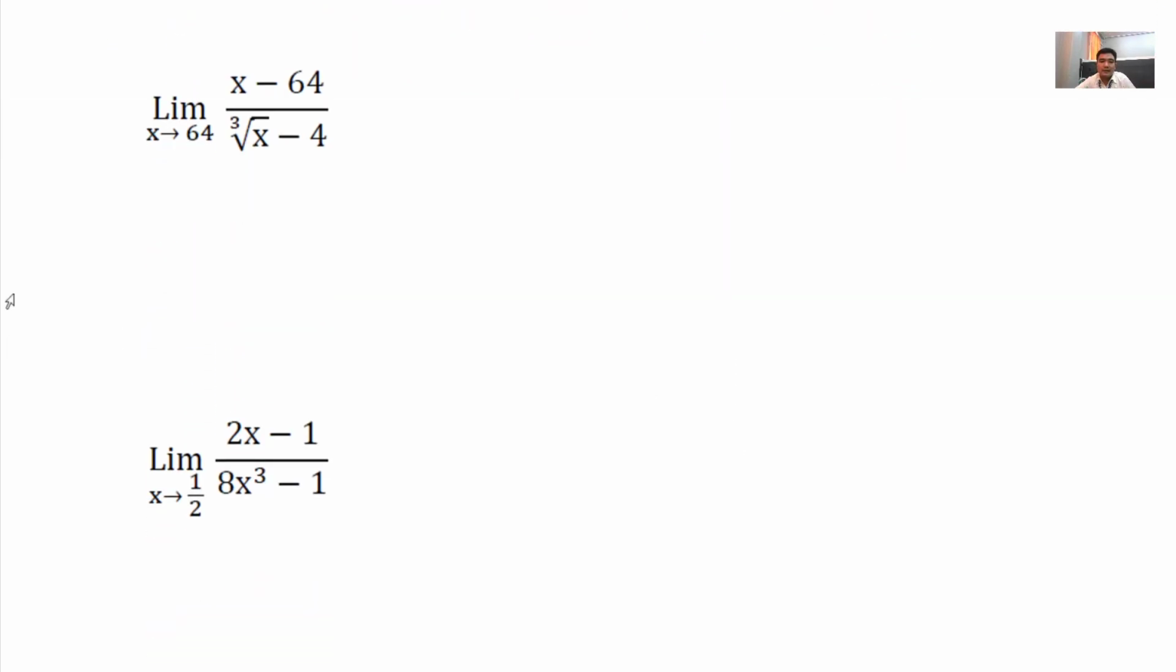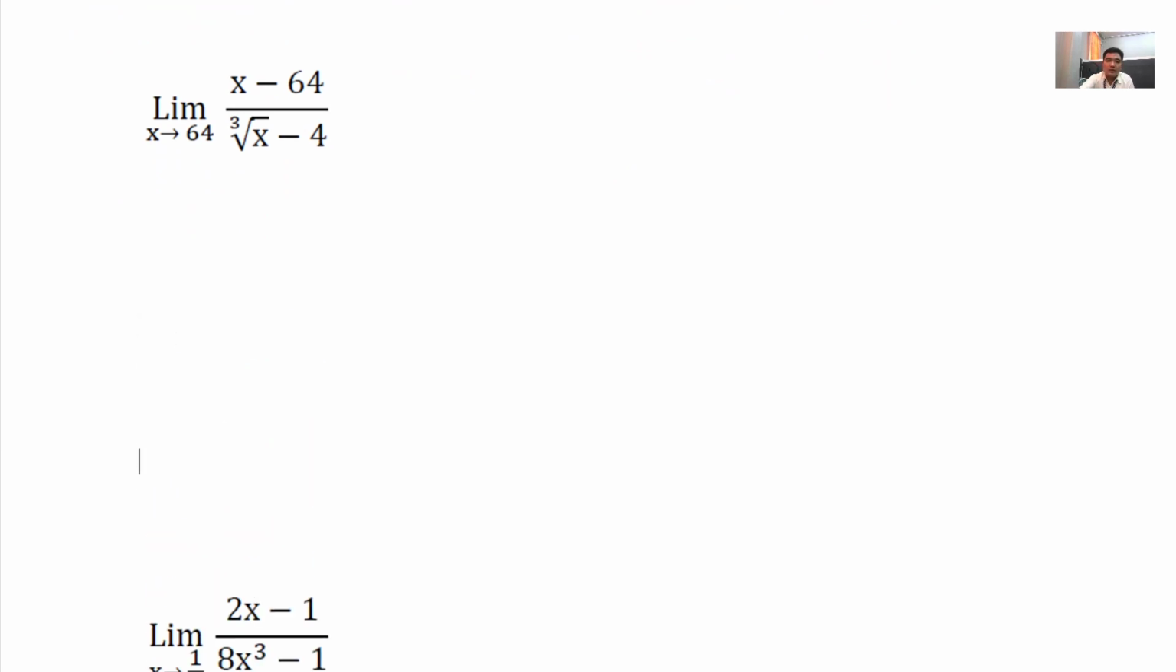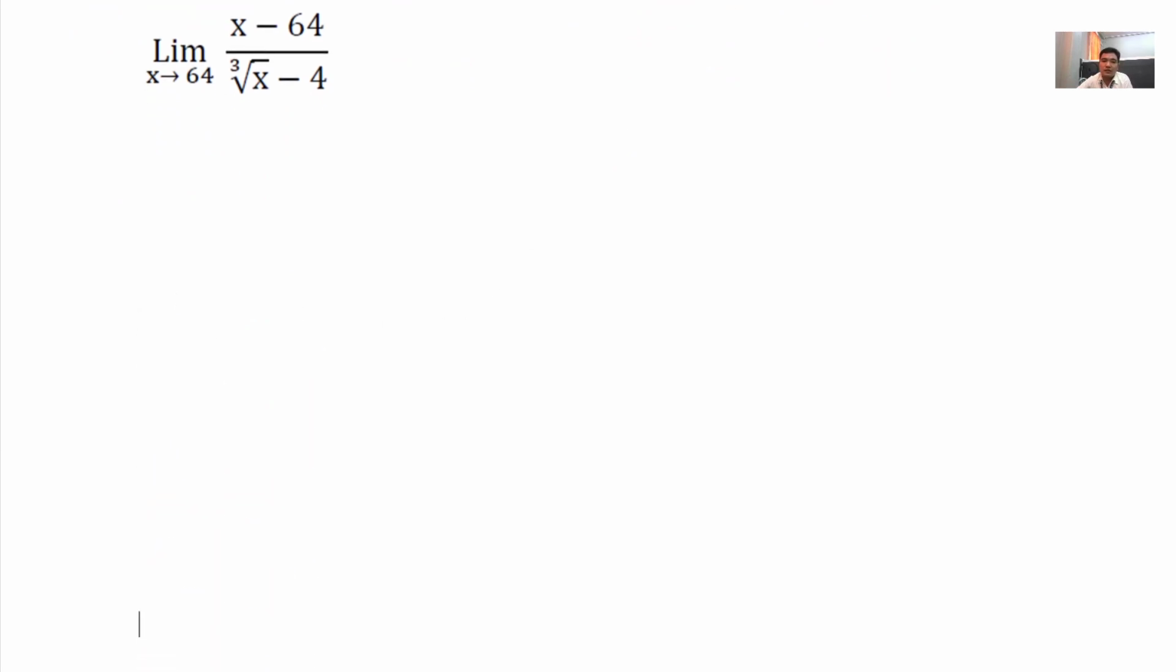Okay? Next. Okay, ito medyo, Sir, are we going to apply rationalization here? Ang gagawin ko dito, class, is that, by the way, we substitute first yung 64 sa x natin. 64 minus 64 is equal to 0. Tama? And then cube root of 64 is 4, minus 4 is 0. So that is indeterminate. Dito, class, ang gagawin ko sa kanya is mag-a-apply ako ng difference of two perfect square.